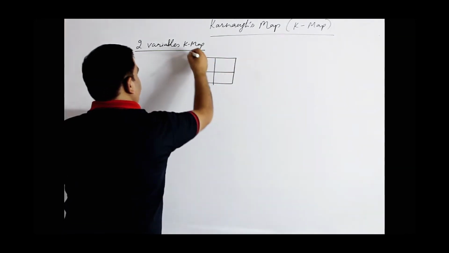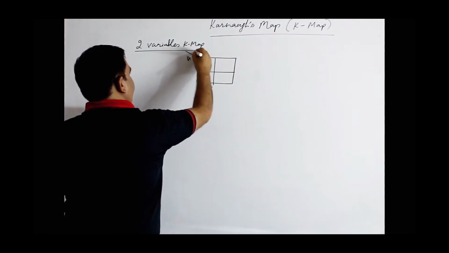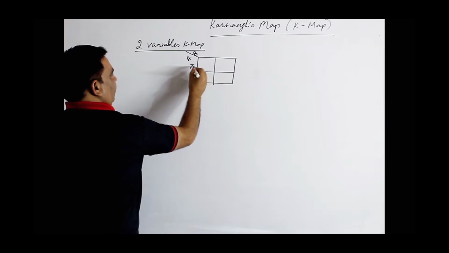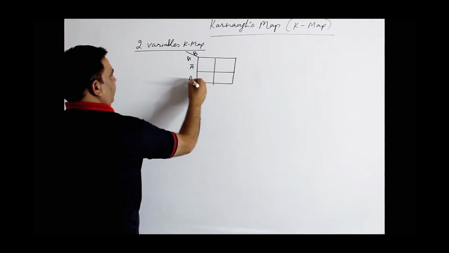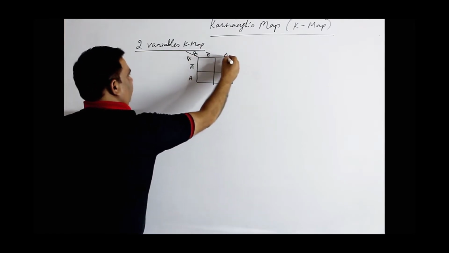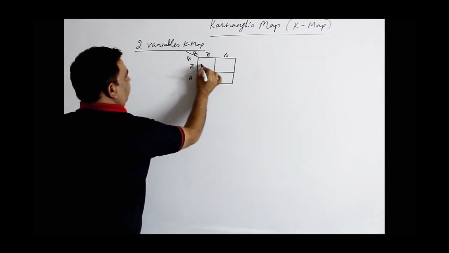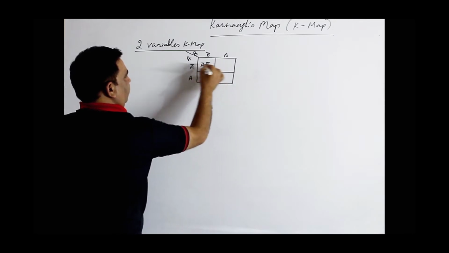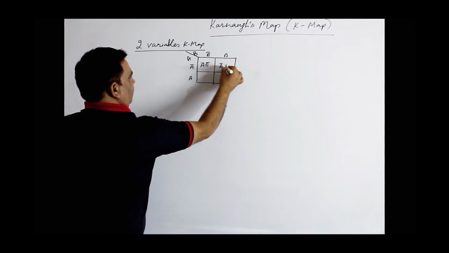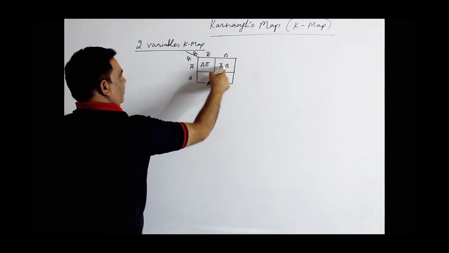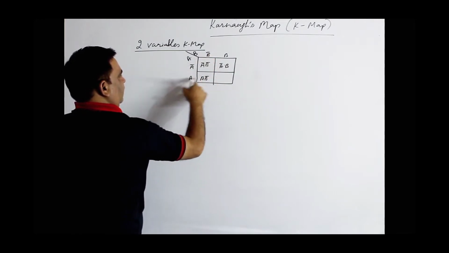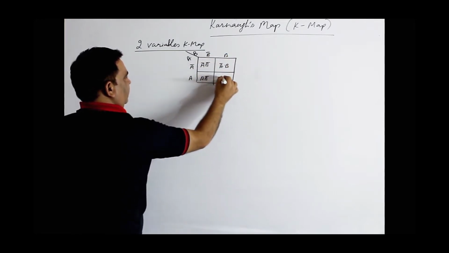4 boxes. If 2 variables are there, A and B. Here you have to write A complement for this row and A for this row. Same way, B complement for the first column and B for the second column. And their intersection is A complement, B complement; A complement dot B, A complement from here, B from here; same way A and B complement here, A from here and B from here.